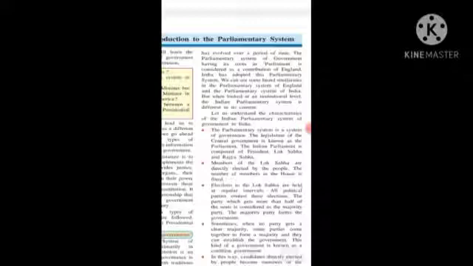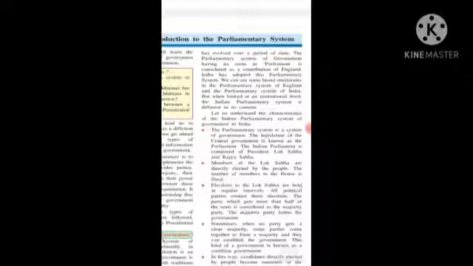Second, the members of the Lok Sabha are directly elected by the people of India, and the number of members in the house is fixed. So in India, the members of the Lok Sabha, who are known as MPs, are directly elected by the people, and their number is fixed.